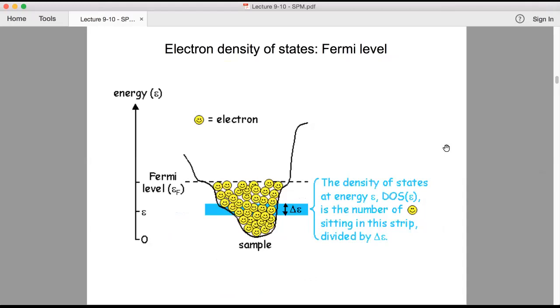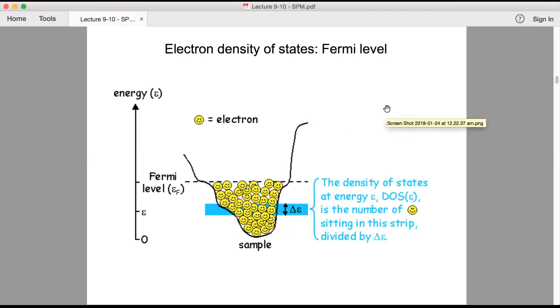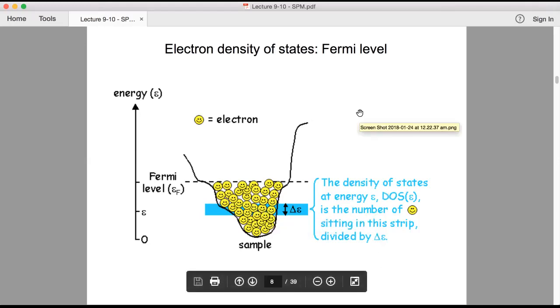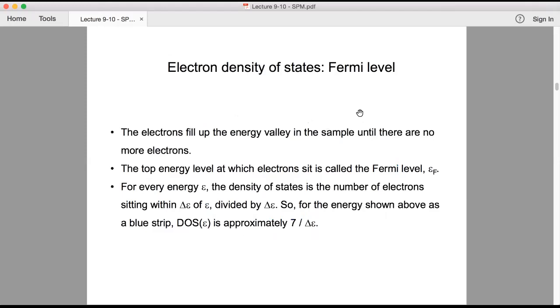So, electron density of states and Fermi level in a more friendly schematic way. When the sample is at a normal condition, electrons are sitting up to the Fermi energy level. If you want to get an idea about the density of states, or DOS, you define delta E, draw a strip, and then calculate how many smileys are sitting inside this strip. Here we have 1, 2, 3, 4, 5, 6, 7. Seven electrons are sitting here. So the density of states here for that defined delta E is 7 electrons.